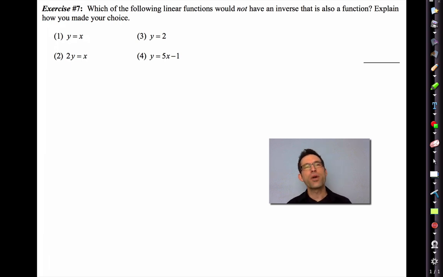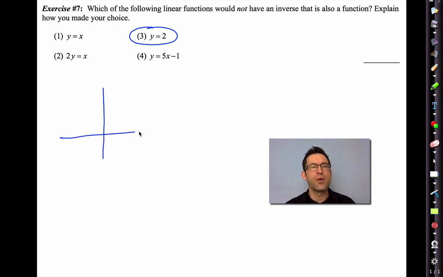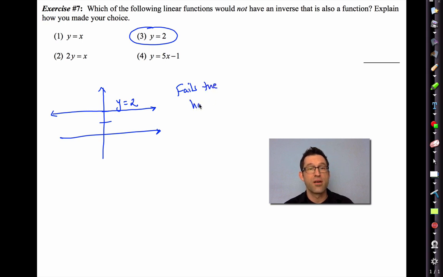Let's go through it. Well, the correct answer is choice 3. Now, many people might choose choice 3 because they might look at it and go, well, that's the only one without an x in it, and that's not a bad way to think about it. One way to think about it is that y equals 2, beautifully drawn, is a horizontal line. Still means it's a linear function, but it's a horizontal line. Therefore, it fails the horizontal line test. Therefore, it doesn't have an inverse that's a function.